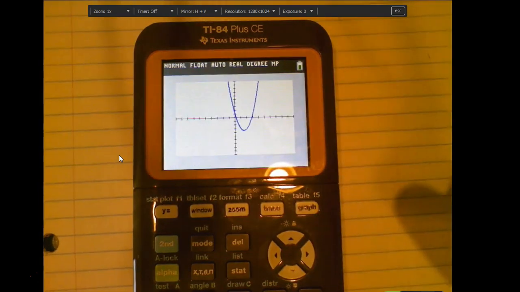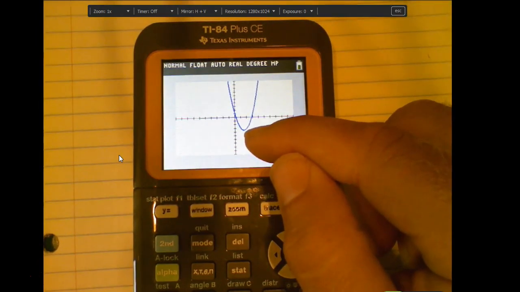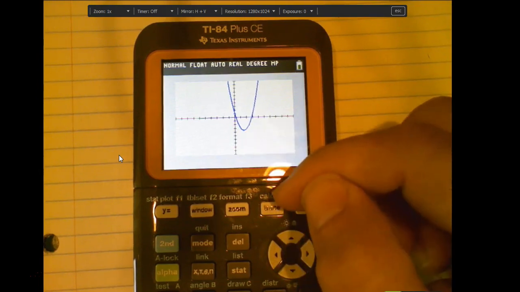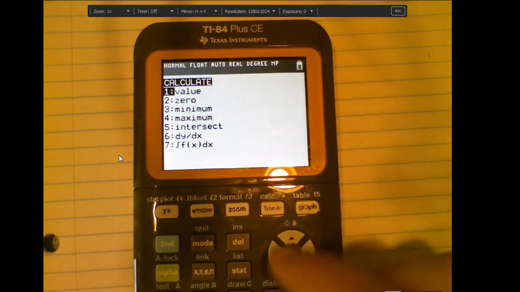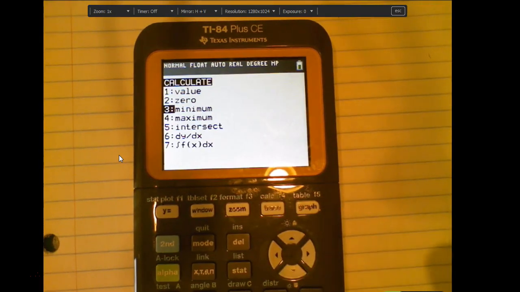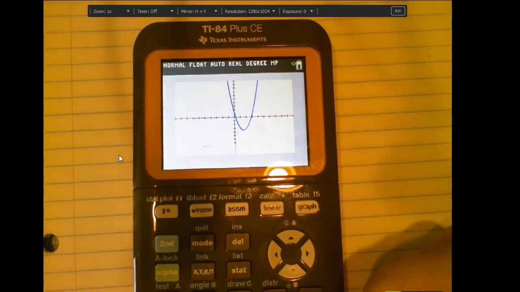So let me go back to the graph, and here's a couple things you can take advantage of on your calculator. Once you've graphed it, if you need to find the vertex of your graph, again, we know the vertex in this case is the lowest point on the graph. And so if I go under calc, so second calc, and I choose minimum, this is going to help me find the vertex of the graph. And so I'm going to hit enter on that.